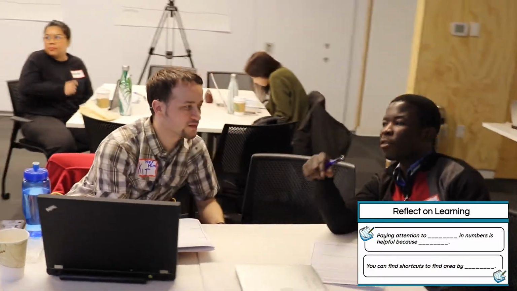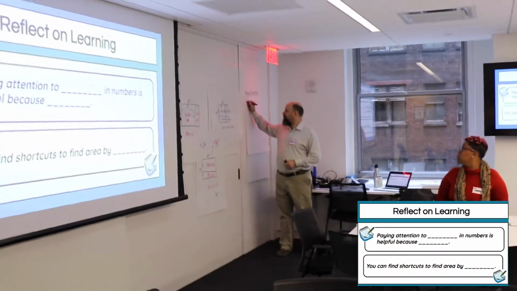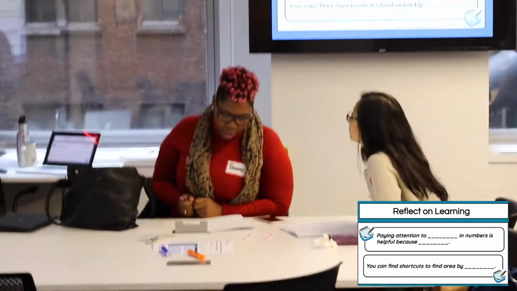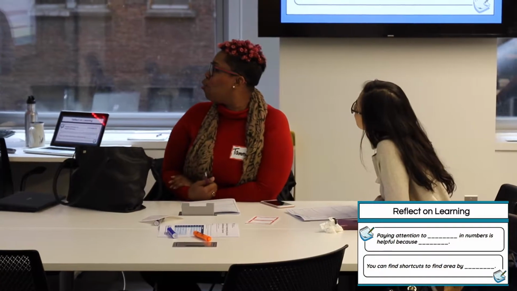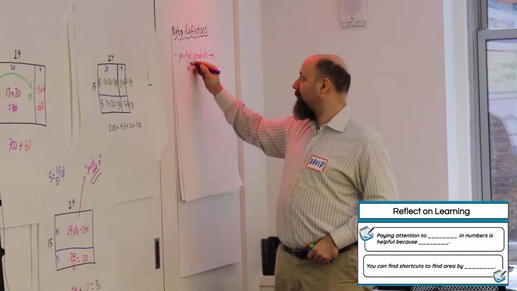All right, let's draw together. I've got a couple reflections I want to start us off with. Would you mind sharing your reflection first? Sure. You can find shortcuts to find area by using partial product and then adding all the products together. So find partial products, add them together.